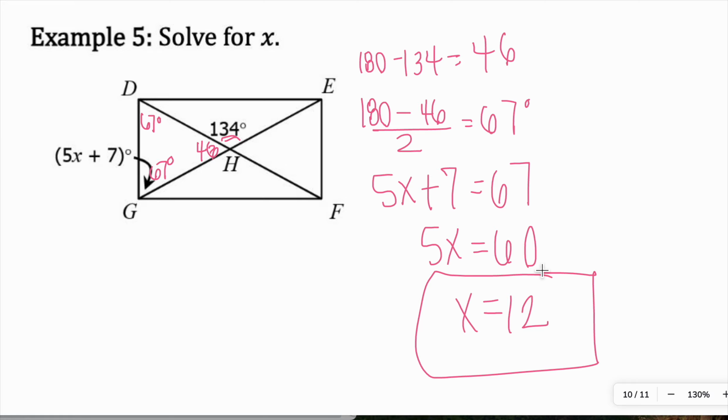Okay, that'll be it for today. Thanks so much for tuning in. Hopefully this gave you some ideas about how to classify a rectangle.